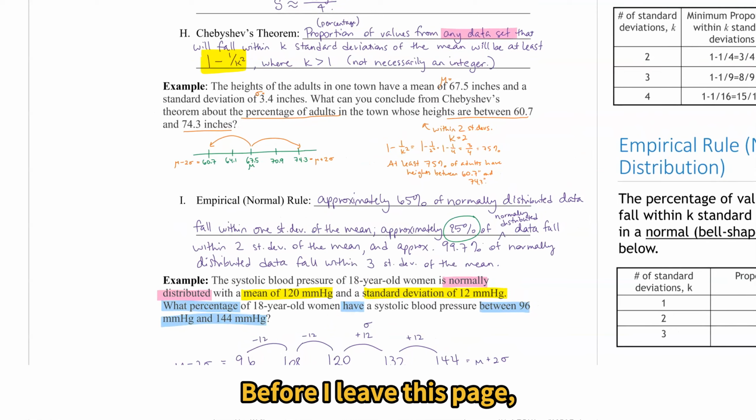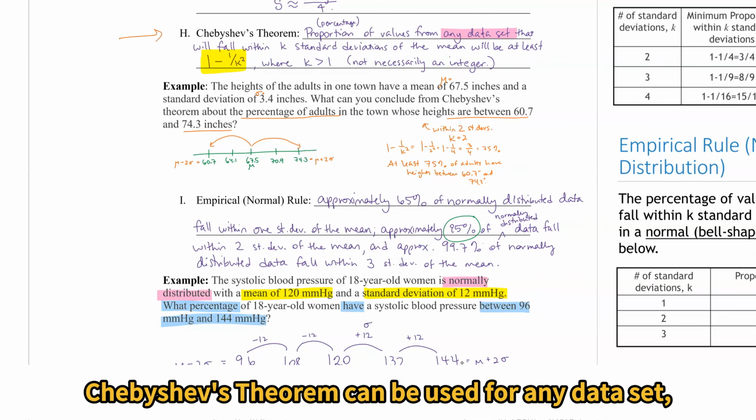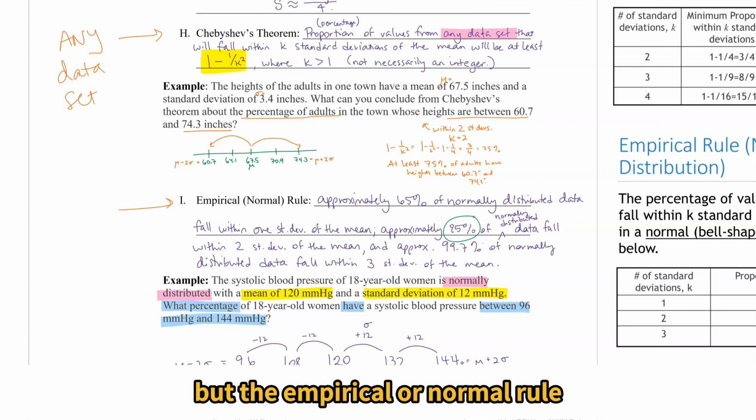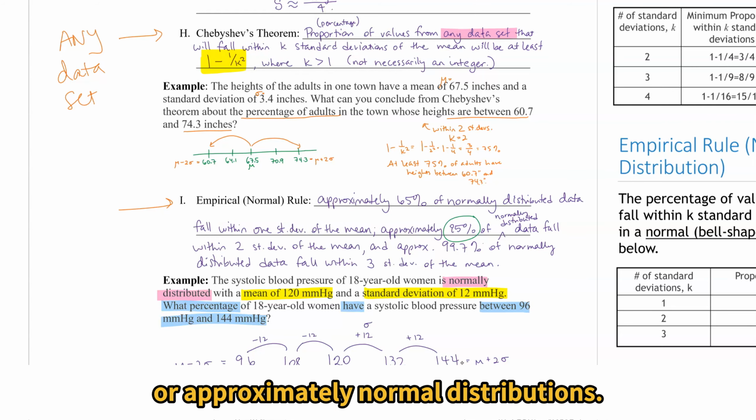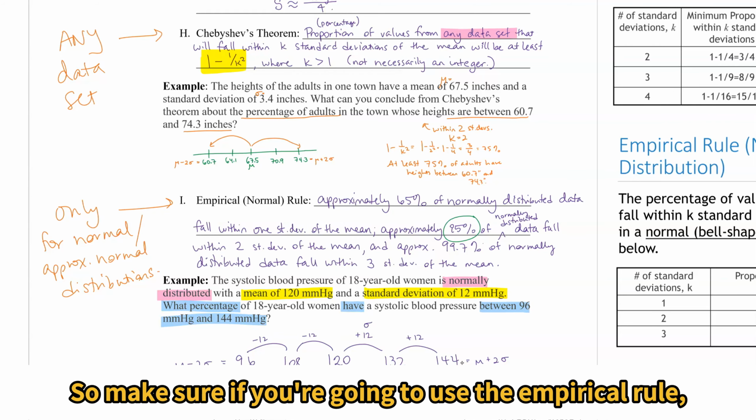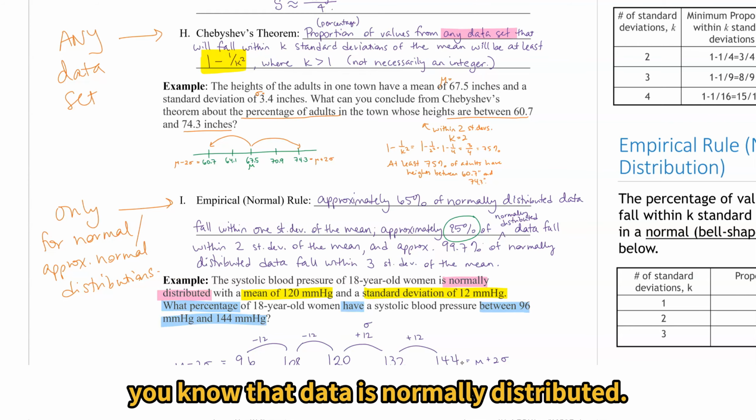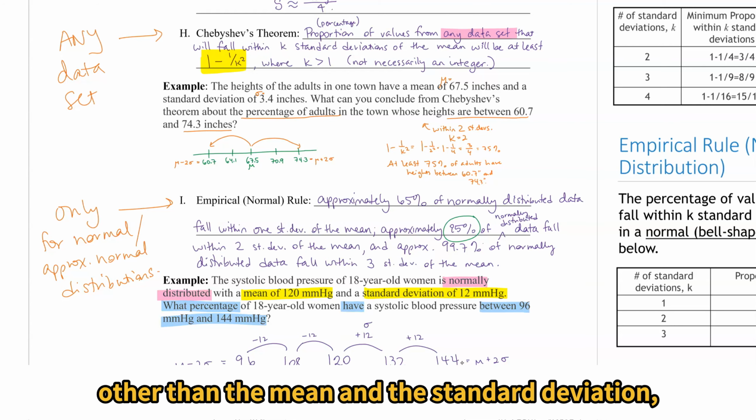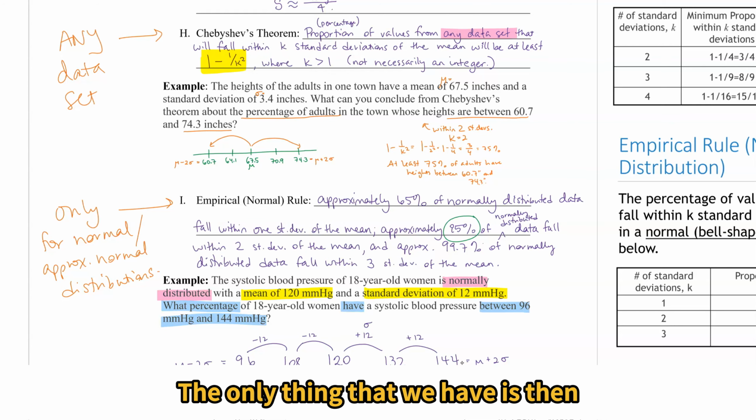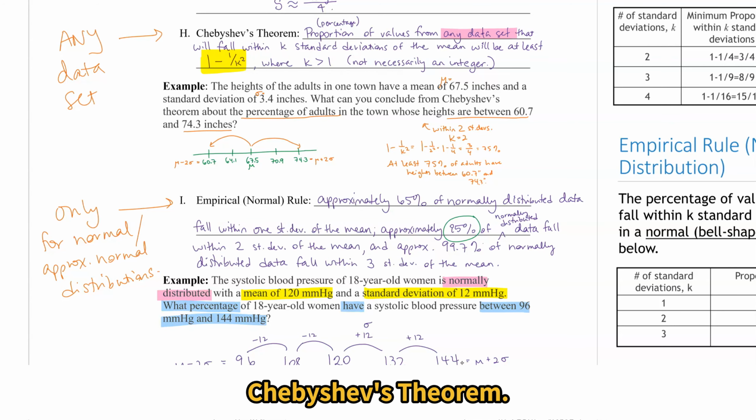Before I leave this page, Chebyshev's theorem can be used for any data set, but the empirical or normal rule can only be used for normal or approximately normal distributions. So make sure if you're going to use the empirical rule, you know that the data is normally distributed. If you don't know anything at all about the data other than the mean and the standard deviation, the only thing that we have is then Chebyshev's theorem.